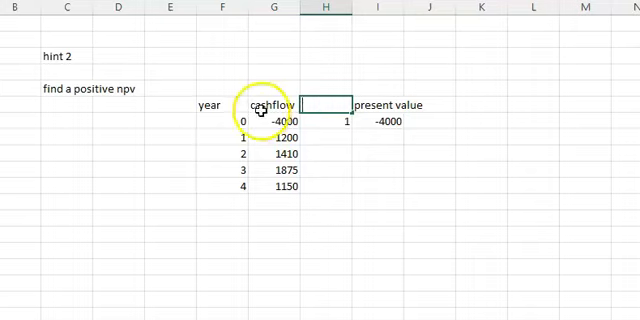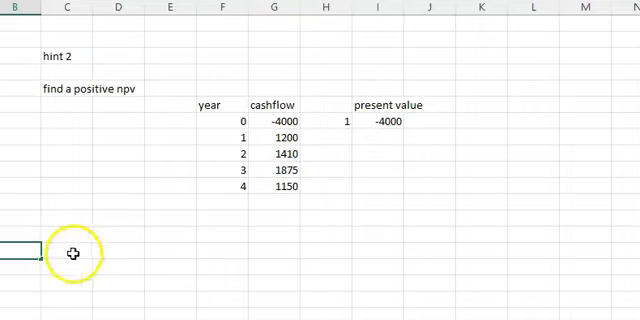So here is a hint. How do you guess a rate? Most people have been saying, how am I going to guess the rate? How do I know that this rate is going to give me a negative answer? So this is what we do. I'll give us a hint.